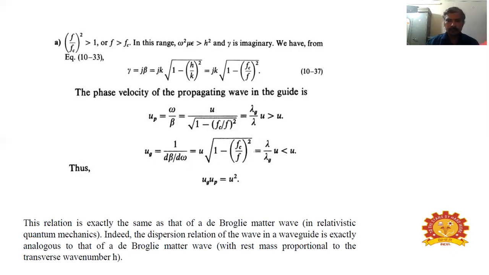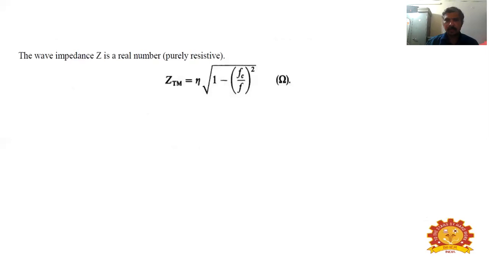Then the wave impedance is a real number. That is, Z of TM, the impedance of the transverse magnetic wave, is equal to eta into root of 1 minus (Fc by F) whole squared, where Fc is the cutoff frequency and F is the operating frequency. And Z of TM refers to the impedance of the transverse magnetic wave.